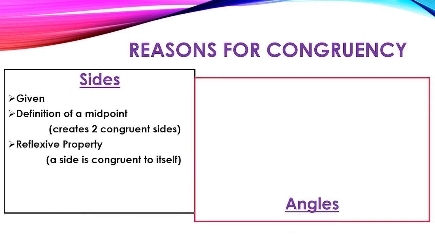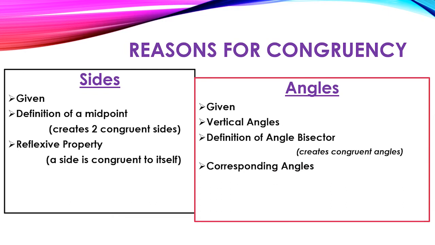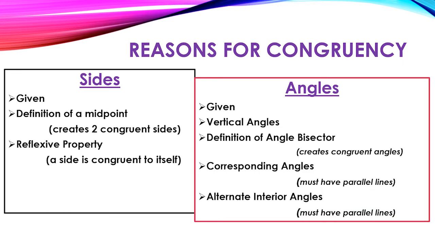And we have to prove angles congruent, of course, given. We can use vertical angles. Remember those intersecting angles that form congruent angles, or intersecting lines, rather. We have definition of an angle bisector. It creates two congruent angles. Corresponding angles, so if you ever see parallel lines, you can use that theorem, or you can use the alternate interior angles theorem, and again they must have a pair of parallel lines. So some reasons that we can use to prove congruency of triangles.